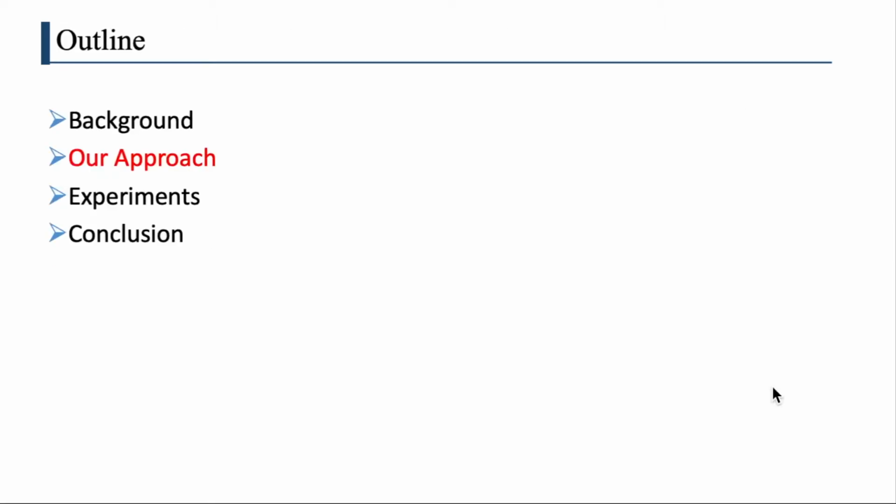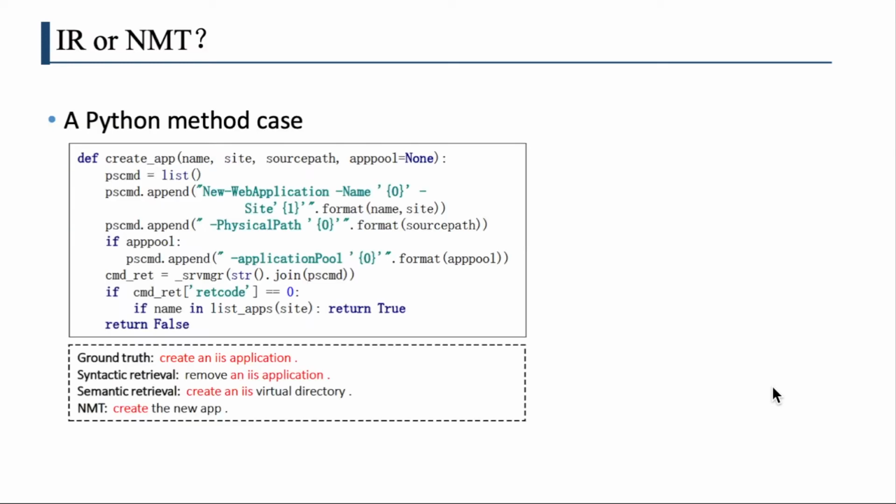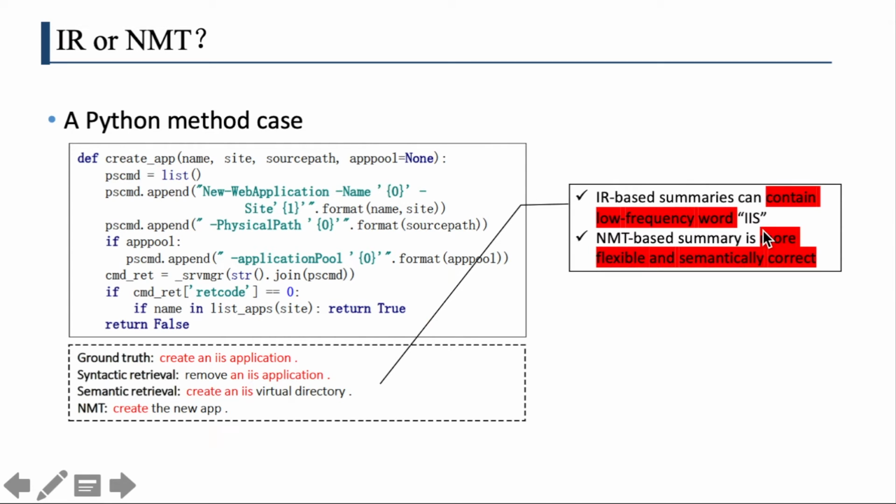The next part is our approach to the problem. First, we investigate a Python method case to compare IR and NMT. We can see that IR-based summaries contain the low-frequency word IIS, but NMT can't generate it. Even so, the NMT-based summary is more flexible and semantically correct. For example, it doesn't generate noise like "remove" or "virtual directory", as IR does.